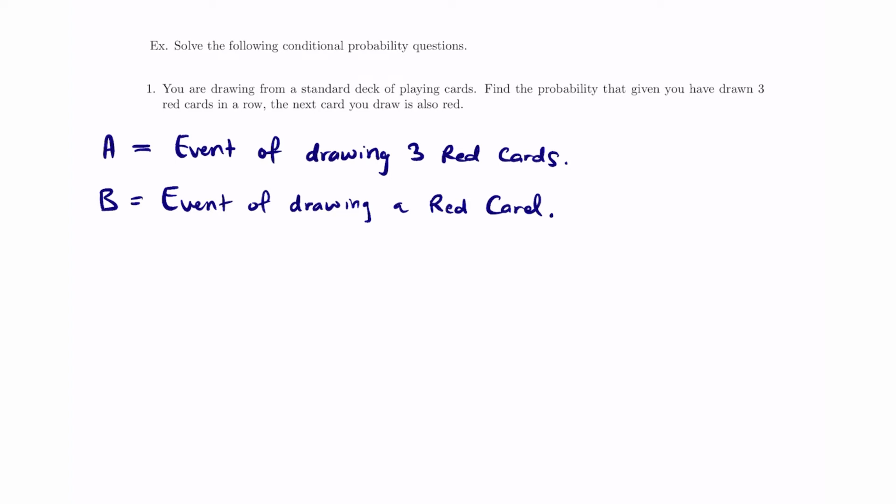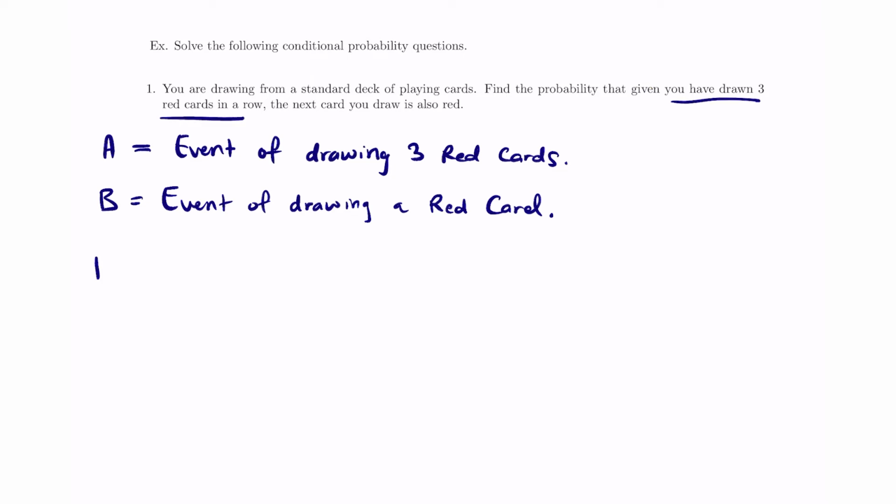So what do we want to do? We want the probability that, given you have drawn 3 red cards in a row, the next card you draw is also red. So the first thing we look at is: what is the given event? We always say given some event. So we're looking for that keyword "given," or sometimes it might be "if." So, given you have drawn 3 red cards in a row.